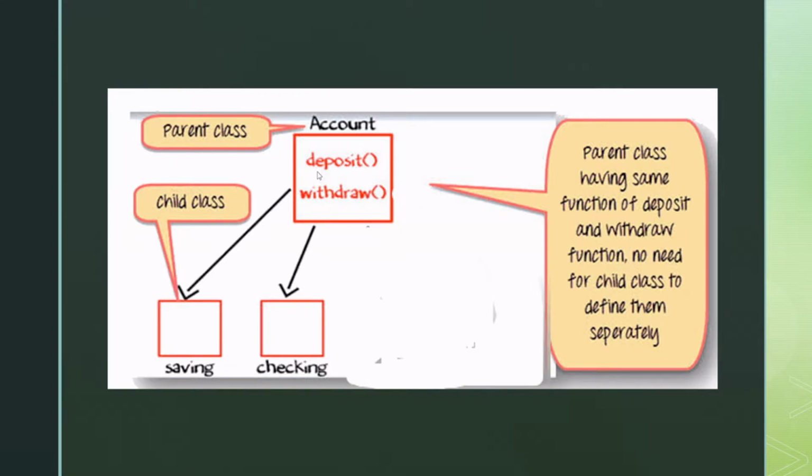In this illustration, halimbawa sa banking system, merong account na module, tapos diba sa mga account, merong savings account, may checking account, and ang method nila is deposit, withdraw. So, yung account is the parent class, and then yung child class is savings and checking account. Si parent class na account, having some function na withdraw and deposit, no need for the child class doon sa savings and checking account na i-define mo pa yung deposit and withdraw. I-inherit na lang nila yung mga method na yon.